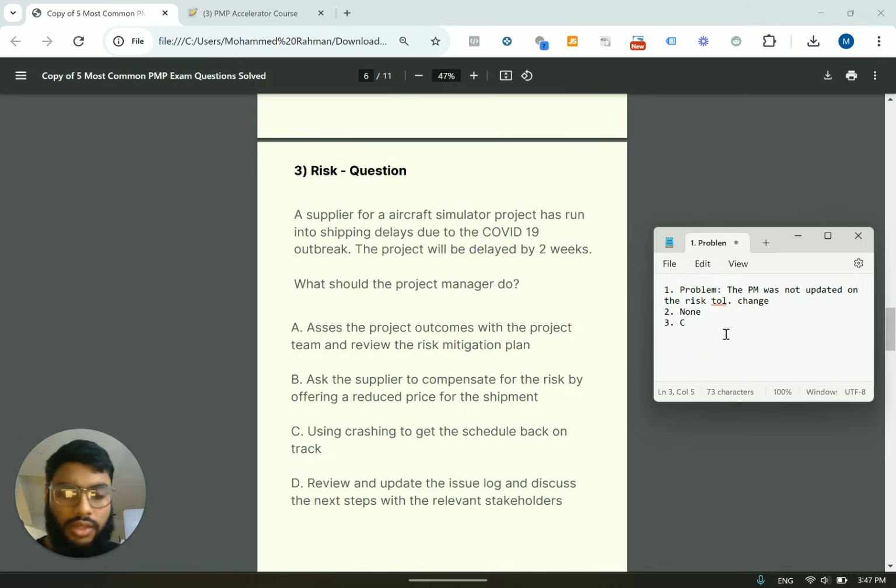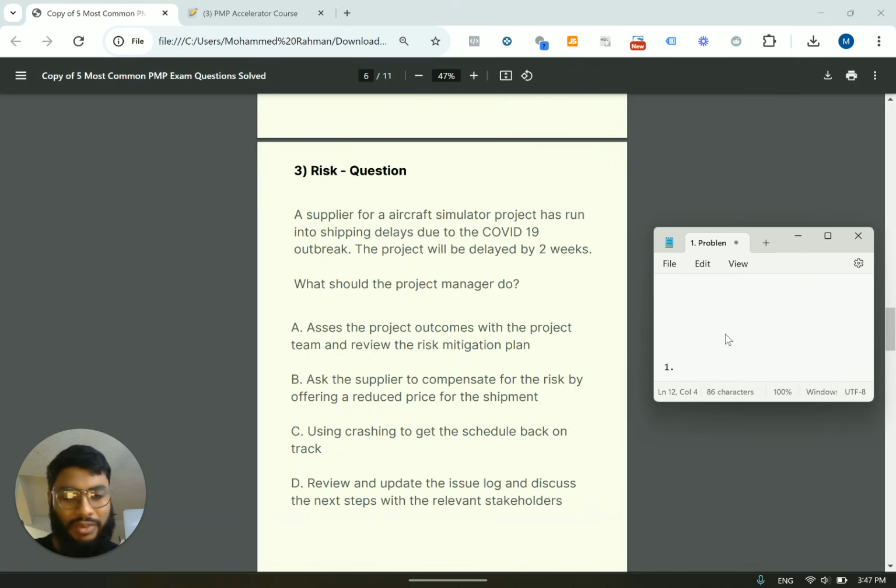All right, let's do letter C. Question number 3. So the problem statement here: a supplier for an aircraft simulator project has run into shipping delays due to the COVID-19 outbreak. You guys still remember COVID? Man, that was a mess. But anyways, the project will be delayed by 2 weeks.